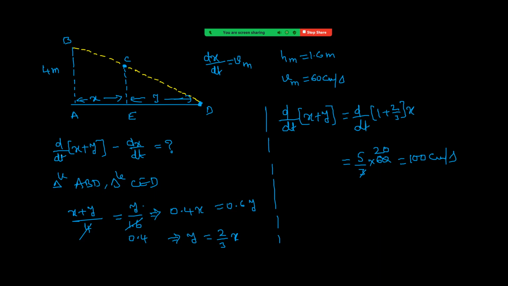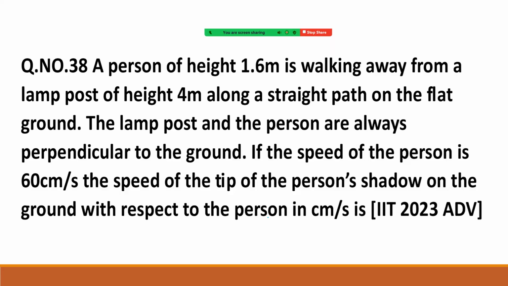But we want to calculate d by dt of (x plus y) minus dx by dt. This is 100 minus 16. So the answer is 40 centimeter per second. It is just a matter of drawing the diagram, and from the geometry we can get the answer. Let's see the next problem.